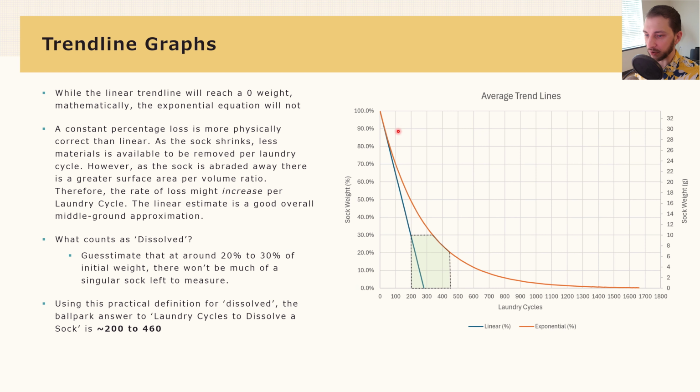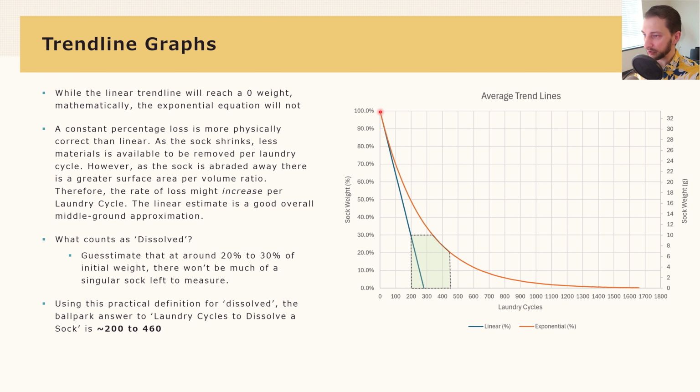If we use the averages on a weight basis, you have this right side axis. But if we convert that to a percentage basis, so it can be any weight of sock that we start with, you can find that on the left side here. If you look at it from a linear perspective, it doesn't make the most sense, because if we took a sock and we cut it in half, so we're left with half a sock, mathematically this linear extrapolation assumes that that half a sock would be losing the same mass per laundry cycle as that full sock.